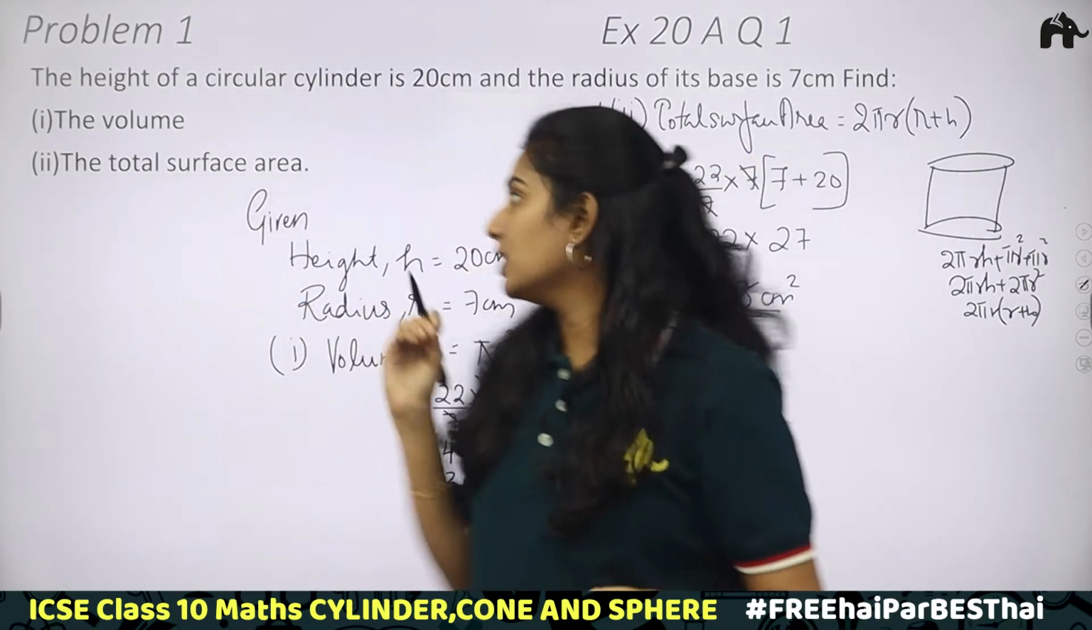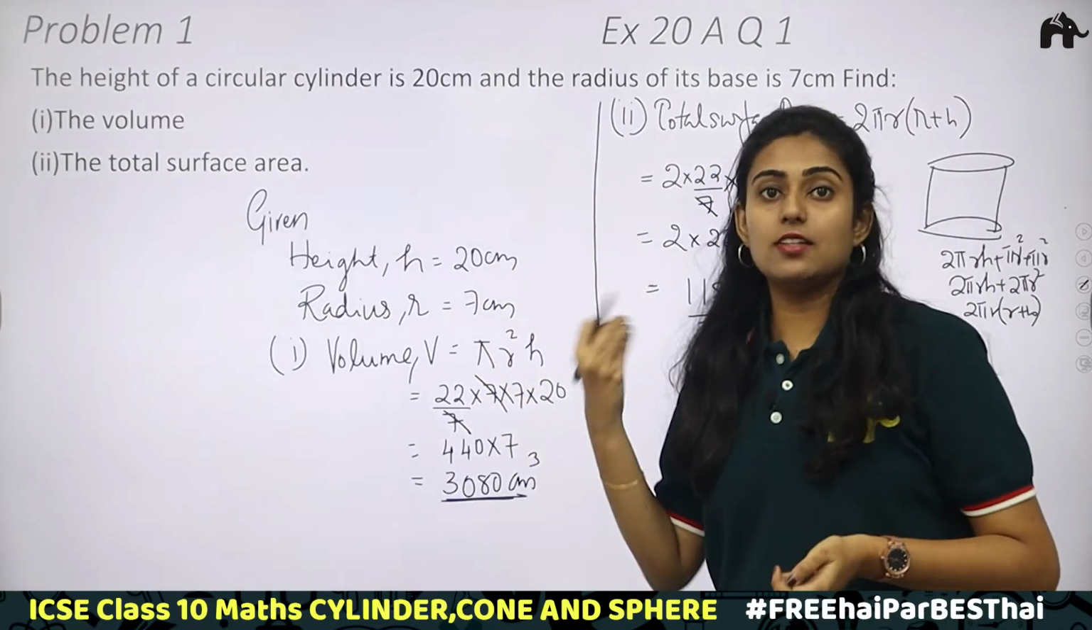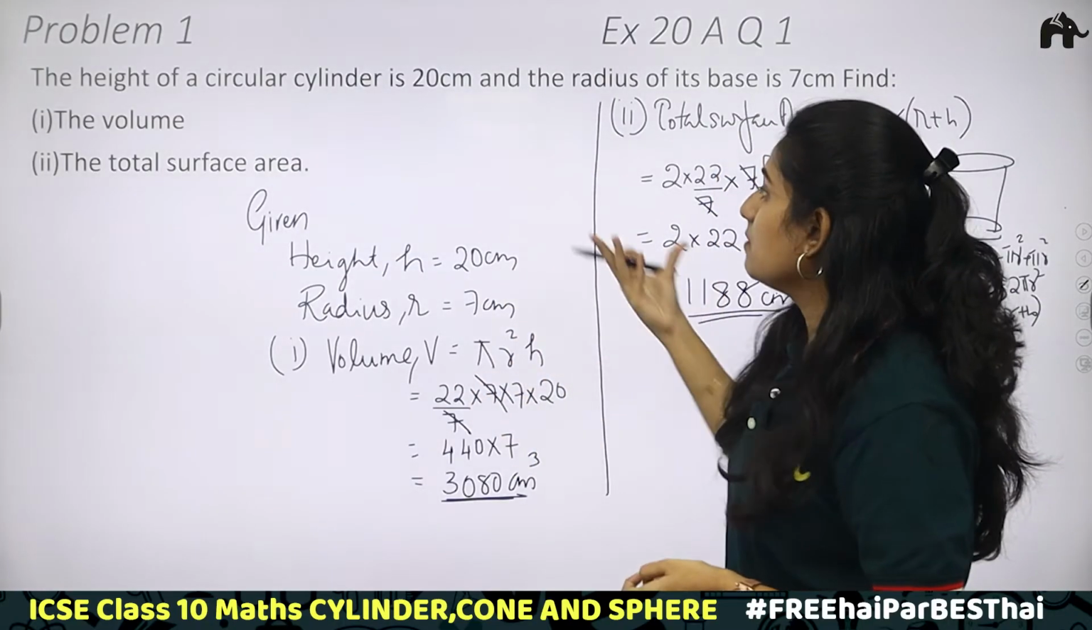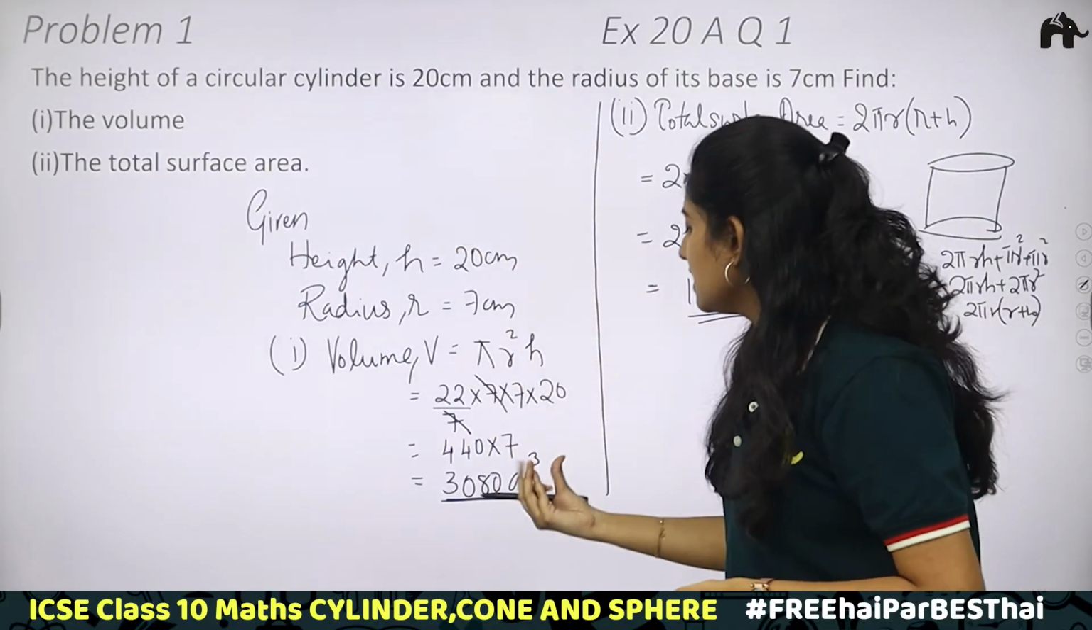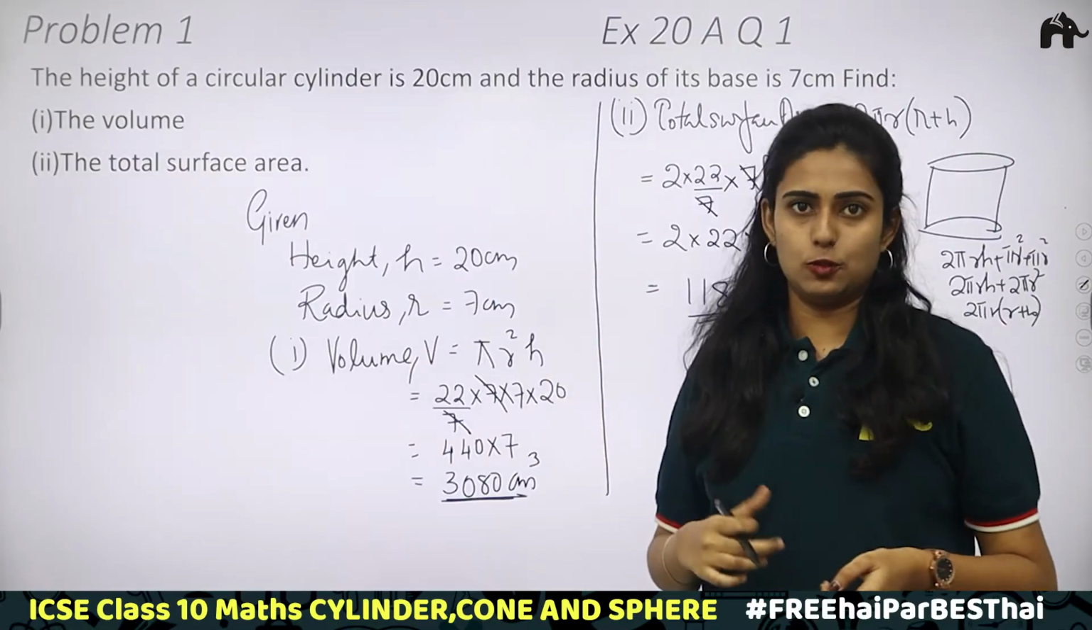Here the unit is centimeter square because this is an area. For area, unit is centimeter square. If you have radius and height in meters, then it will be meter square. Now when it comes to volume, the unit is centimeter cube. If the radius and height are in meters, then it will be meter cube.